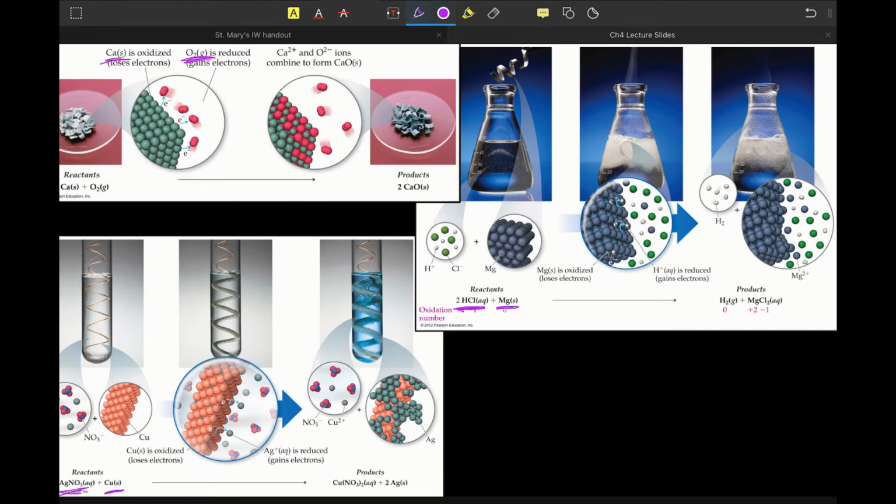Because it's going from an oxidation state of 0 on the reactant side to a compound on the product side where it's going to have some other oxidation state. Does that make sense? So that's going to always be one of your giveaways to look for.